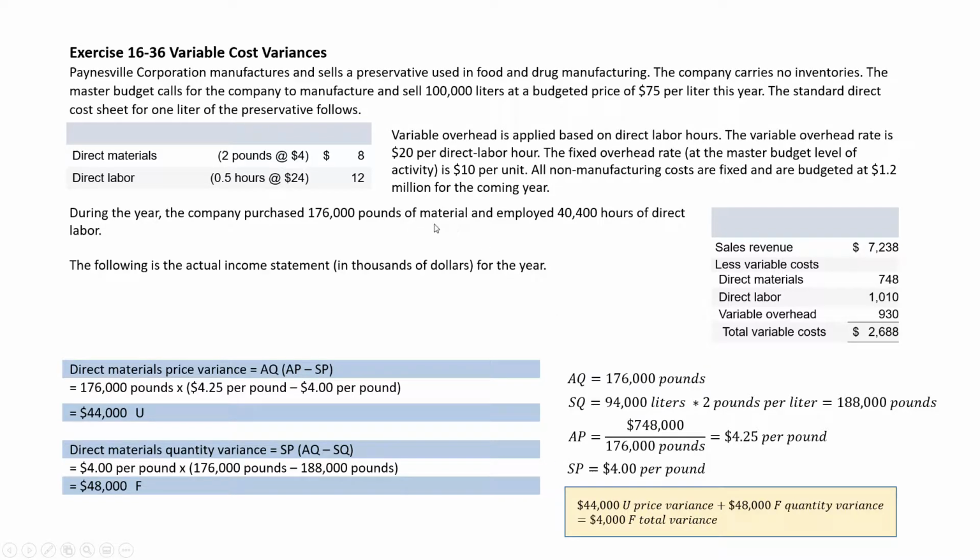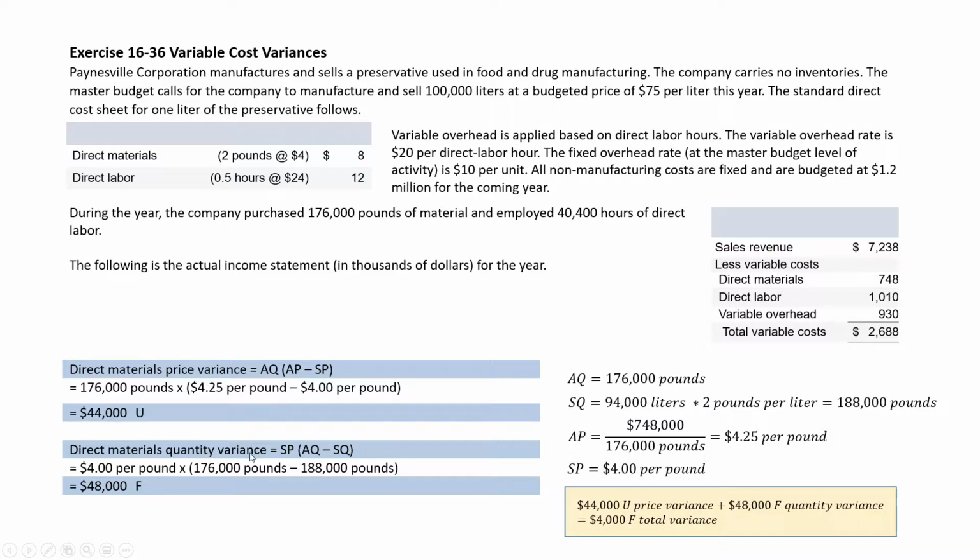This is a scenario where the amount of material purchased is exactly equal to the actual amount of material used, 176,000. Many of your problems, there will be a difference in the amount of material purchased versus used. So you'll see some on your quizzes, you'll see some on your exams. In that particular case, when we talk about the price variance for direct materials, the actual quantity is the actual quantity purchased. I want to stress that. Price variance, actual quantity be the actual quantity purchased.